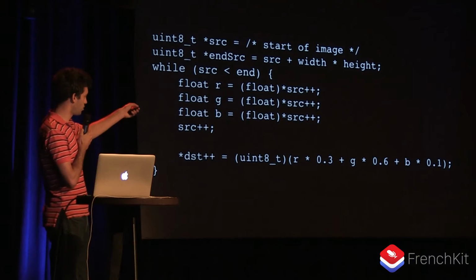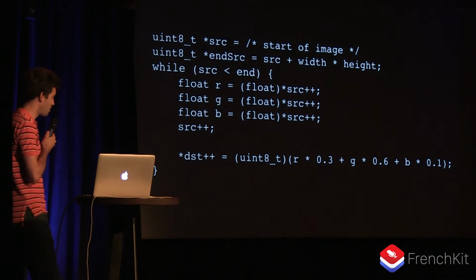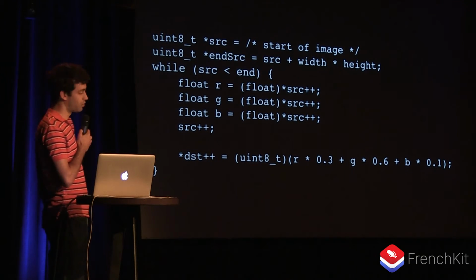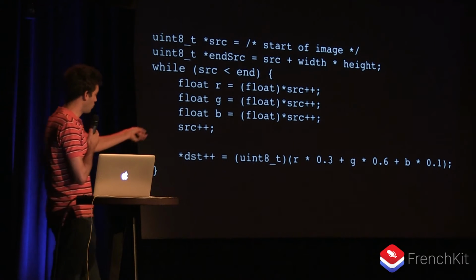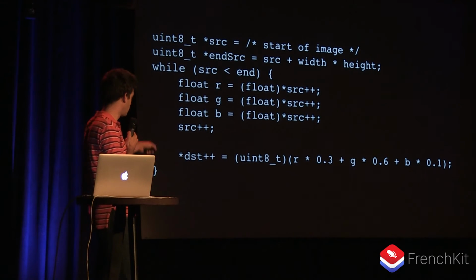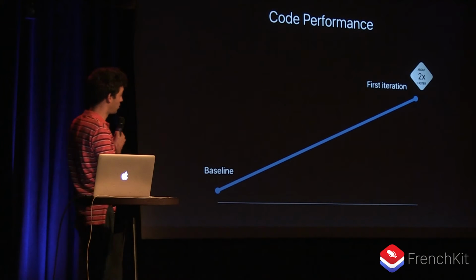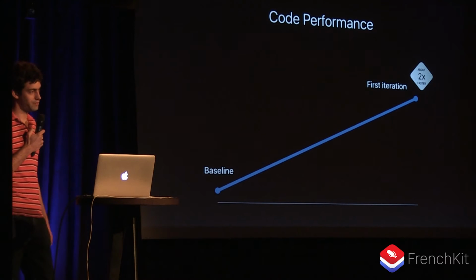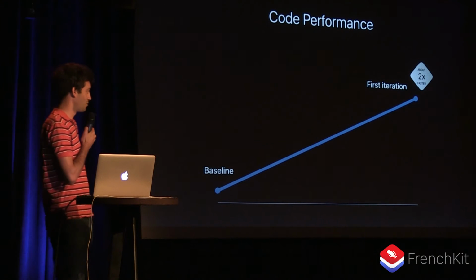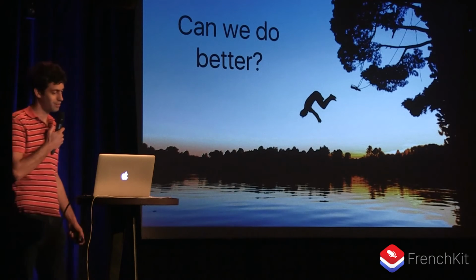What we do here, we take each component in the source image, so that's the SRC pointer. We convert it to a floating point, and we do our weighted average, and we store it back in a pointer that corresponds to the destination image. So what's the code performance for that? Well, the baseline was there. That's our first iteration, and we instrumented it. It's about 2 times faster. So it's 2 times faster, it's pretty good. Can we do better?